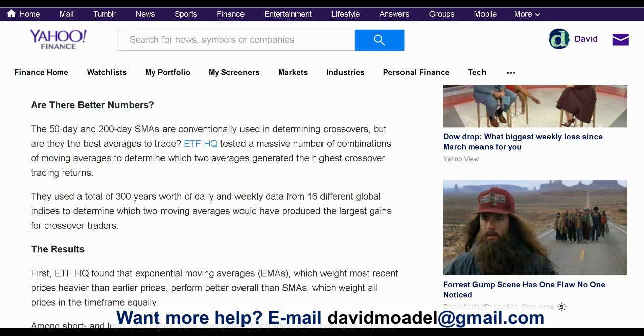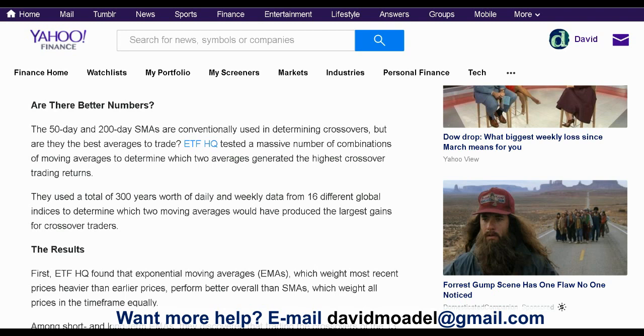First of all, this is interesting. ETF HQ found that exponential moving averages, EMAs, performed better overall than SMAs, simple moving averages. So I thought that's interesting. I found them to be pretty similar in performance. Maybe for day traders, there's more of a marked difference between the EMAs and the SMAs. But for long-term and swing trading and that kind of thing, I found them to be pretty similar most of the time. But hey, they crunched the numbers, and they found that EMAs are generally overall better than SMAs.